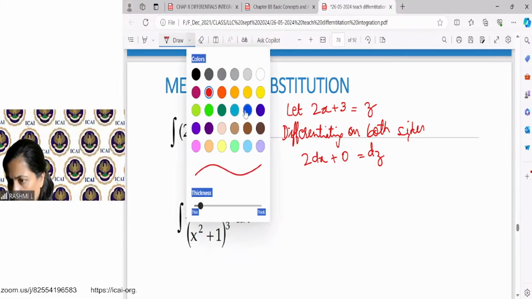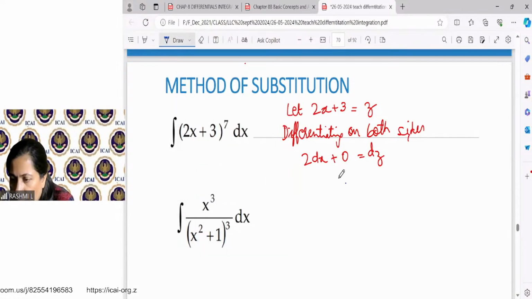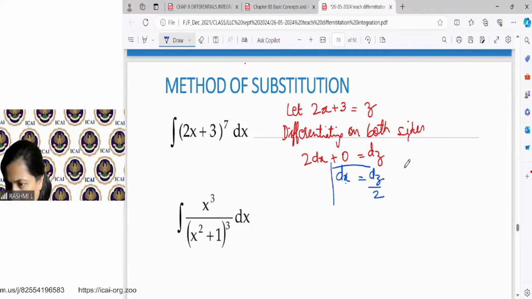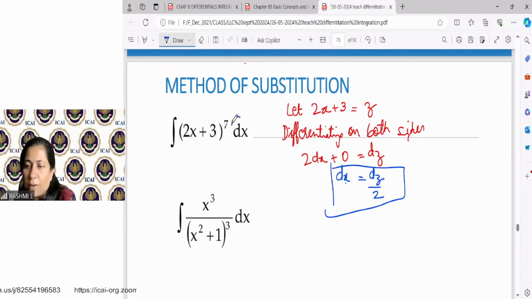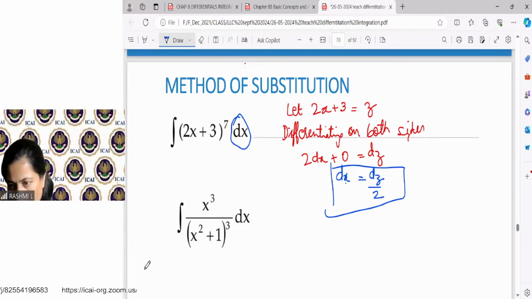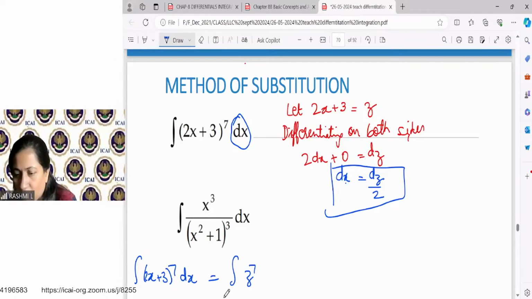Differentiate. This is the most important thing. So here dx is equal to dz upon 2. Always remember, in such sums you will first have to find the substitution for this and then everything will take place. So I have integral of 2x plus 3 raised to 7 dx. Instead of 2x plus 3, I write z. So this is equal to integral of z raised to 7, and instead of dx, I write dz upon 2.